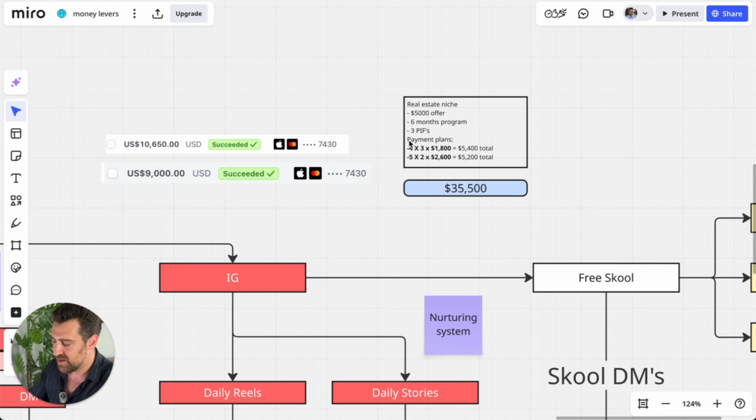In the last 45 days, we sold 3 paid in fulls, so 3 PIFs, and we sold 9 people on payment plans. So 4 people bought a 3-month payment plan and 5 people bought a 2-month payment plan, okay?